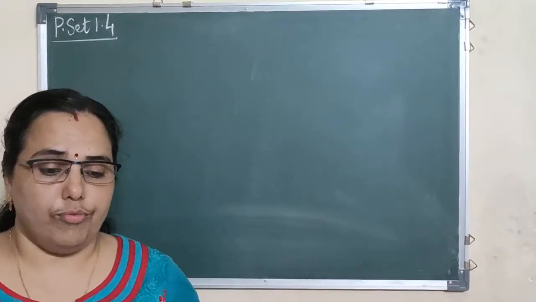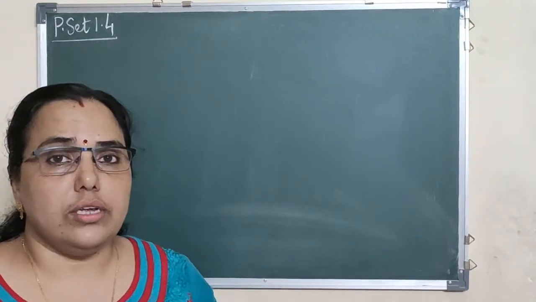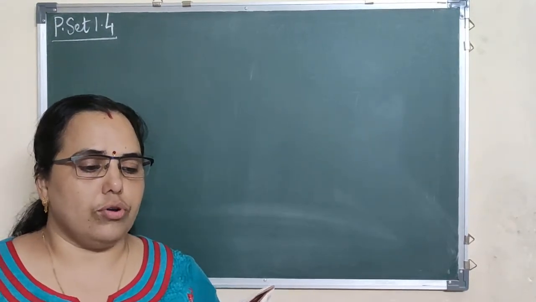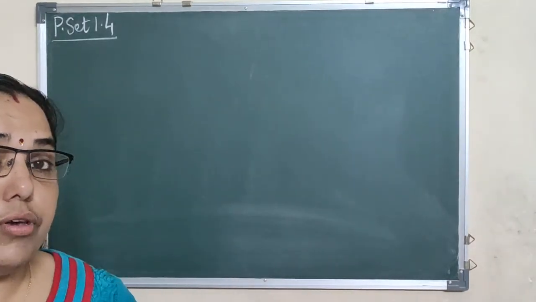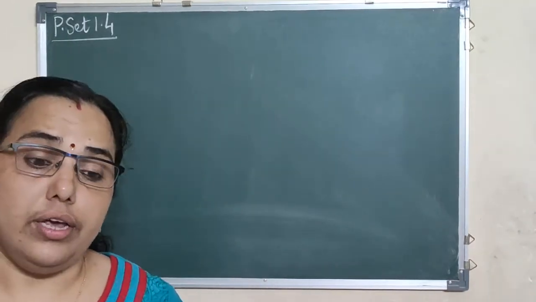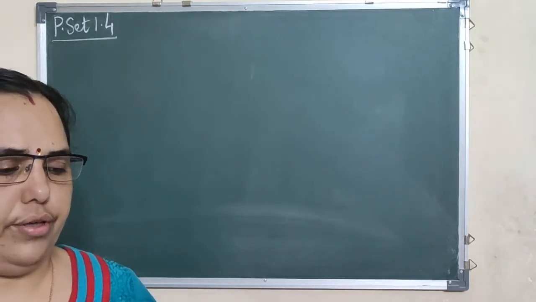Sum number 2 of practice set 1.4. In a hostel, there are 125 students, out of which 80 drink tea, 60 drink coffee, and 20 drink tea and coffee both. Find the number of students who do not drink tea or coffee.